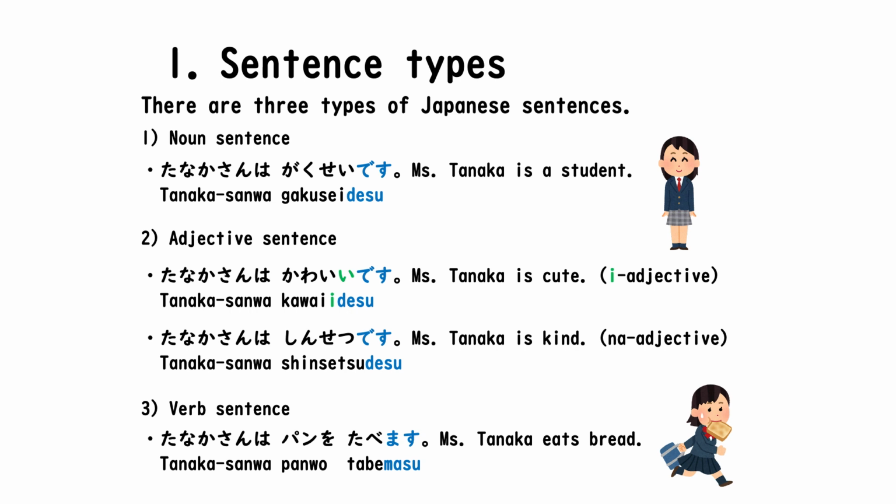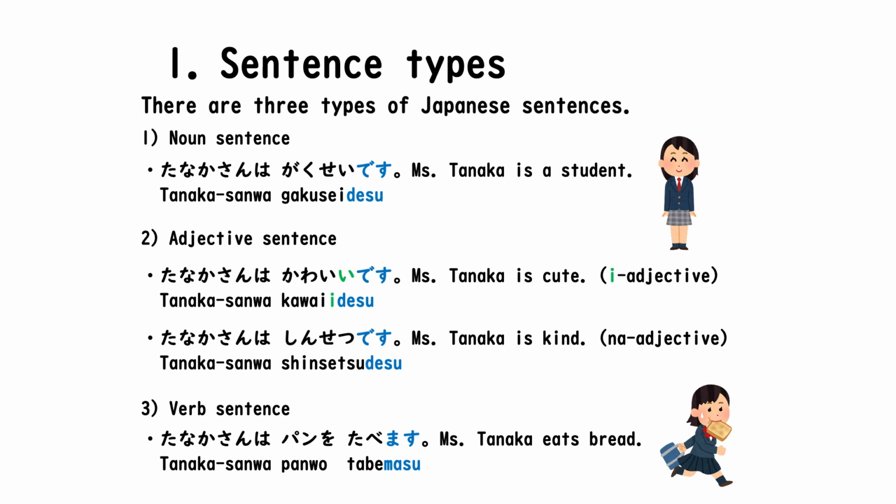In an adjective sentence, an adjective is a predicate. In the sentence, 田中さんはかわいいです means Tanaka is cute. The adjective かわいい (cute) is the predicate. In the sentence, 田中さんは親切です means Tanaka is kind. The adjective 親切 (kind) is the predicate. Like the noun sentence, the end of the adjective sentence is です.